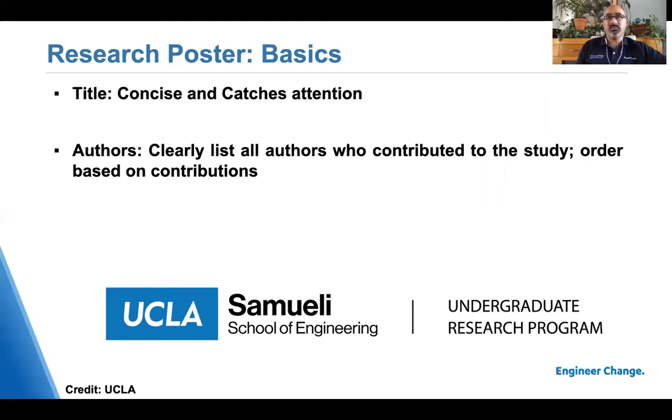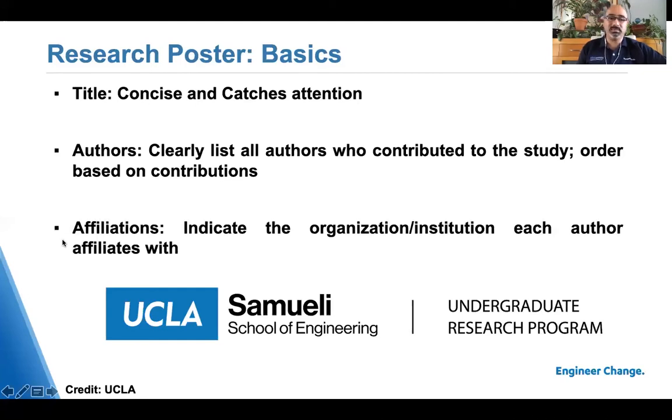Typically there's at least 4, 5, 6, sometimes up to 8 names on these posters. And so you will have to get some guidance from your graduate student, your daily lab supervisor, and your faculty advisor on who should be listed besides you and your SURP partner if you have one. But basically everybody who's contributed in some way needs to be listed.